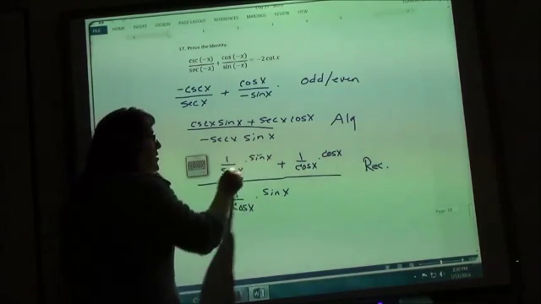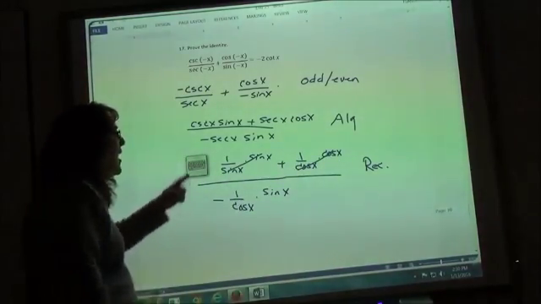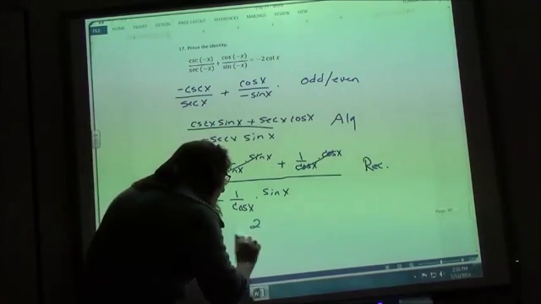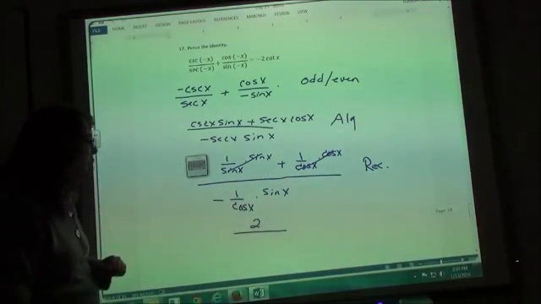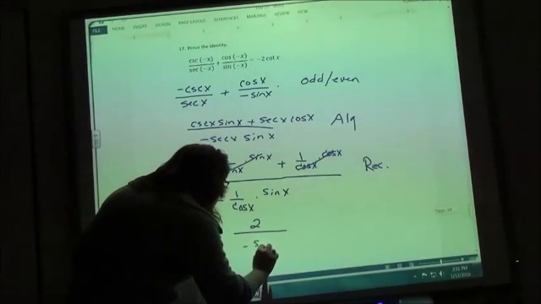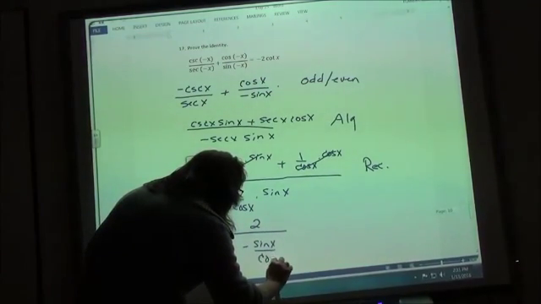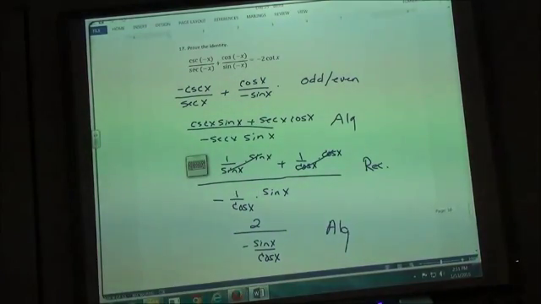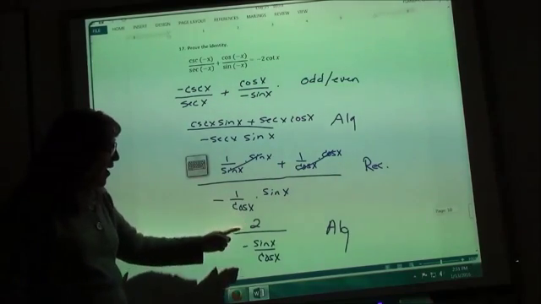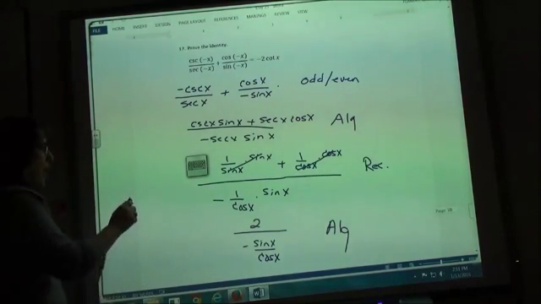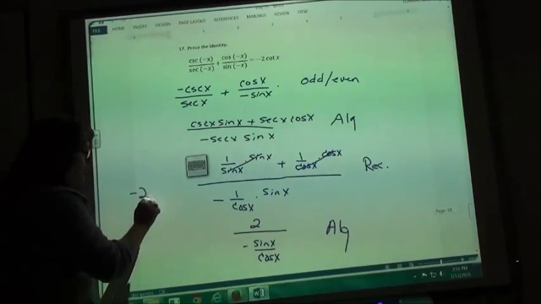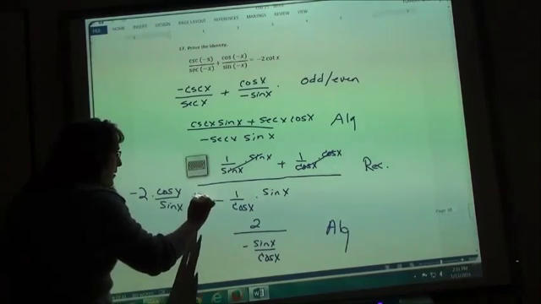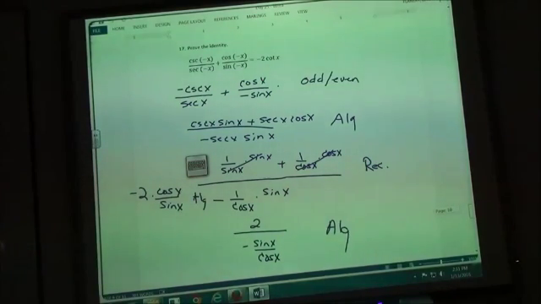So here, this is going to cancel, this is going to cancel, and I am going to get 1 plus 1 on top, which is 2. Here, if I combine that into one expression, I have minus the sine of x over the cosine of x. Plain old algebra there. I'm dividing fractions, so I'm going to invert and multiply. I'm going to make that negative 2 times the cosine of x over the sine of x.